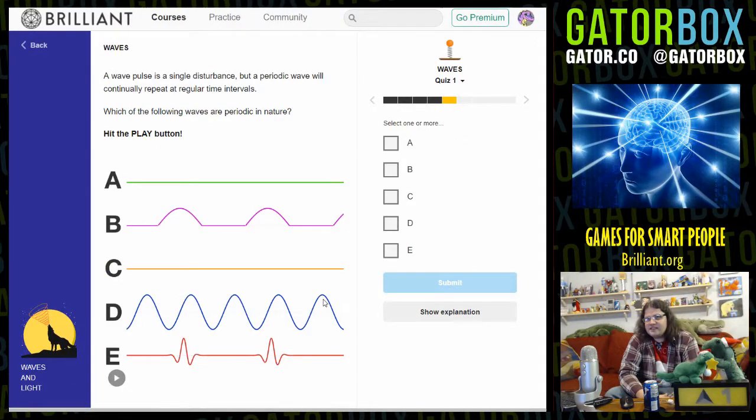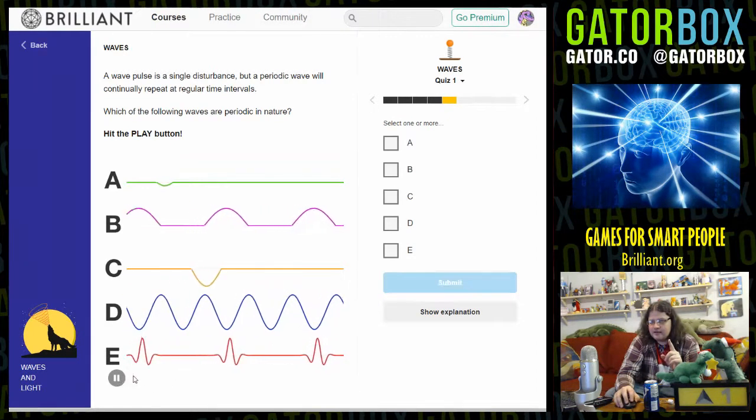A wave pulse is a single disturbance, but a periodic wave will continually repeat at regular time intervals. Which of the following wave pulses are periodic in nature? Okay. A wave pulse is once, but a periodic one will continually happen. So we hit play.